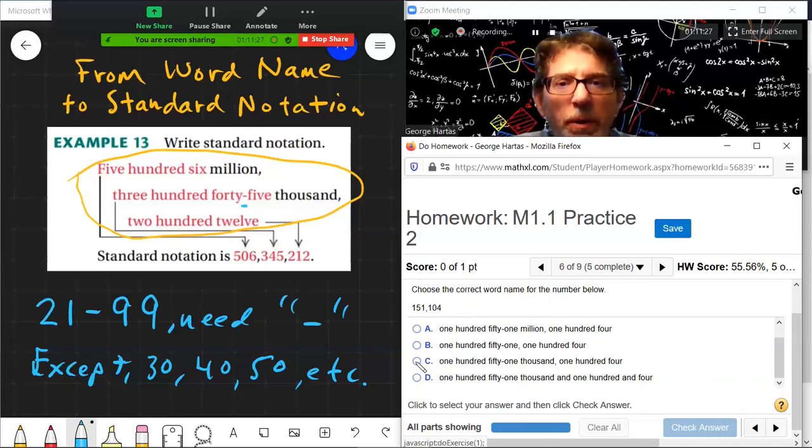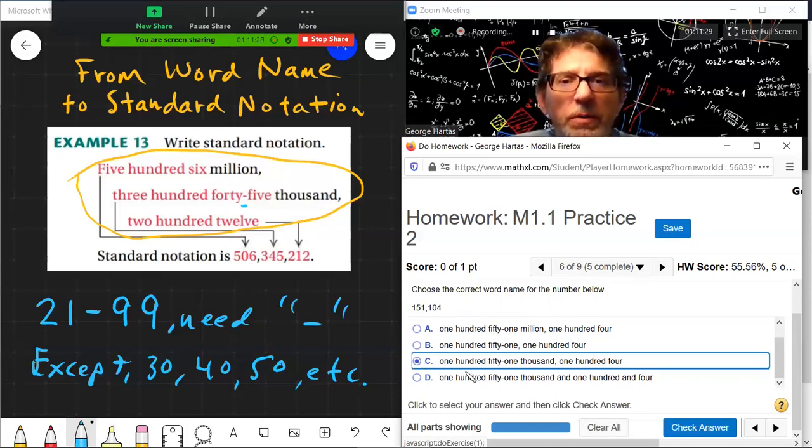151,104. Now this looks pretty good because we have the thousands period, correct? We have a dash between the 50 and the 1, 51, since it's between 21 and 99. We have a comma, and then we have 104, no dash here, since 4 is not in that range. Let's see why this doesn't work, and I see why. We have an and in here. We can't have ands.